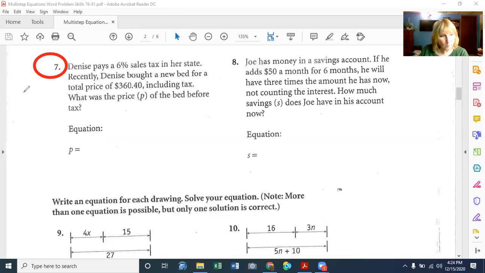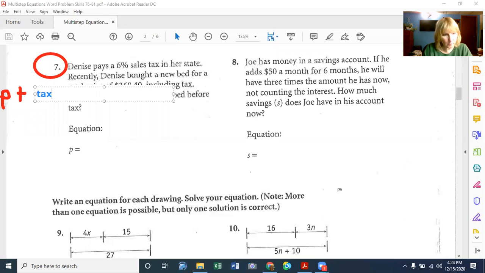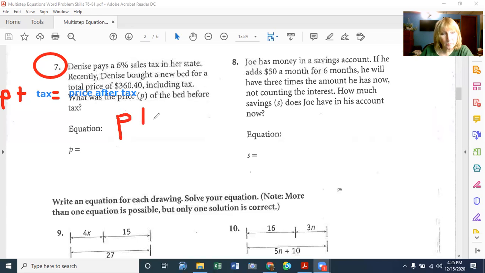So whatever the price is, we know we're going to have to add the tax to it. I'm just going to type the word tax here. Plus tax is equal to the price after tax, correct? It's equal to price after tax. So that's not the equation officially, but I just wanted you to see what we're doing. So price before the tax, P, plus the tax.